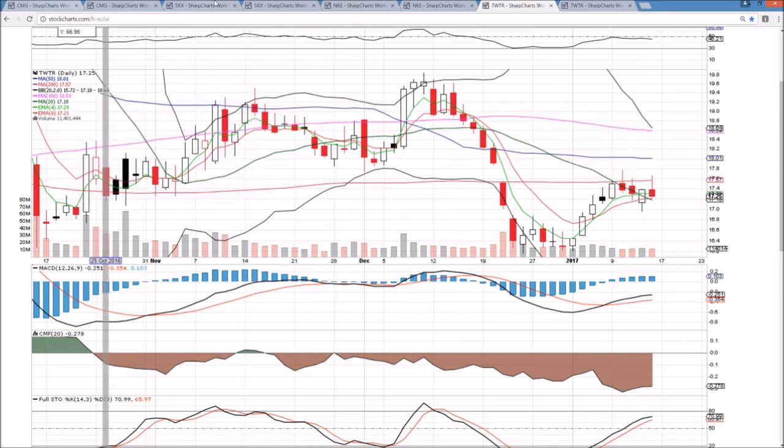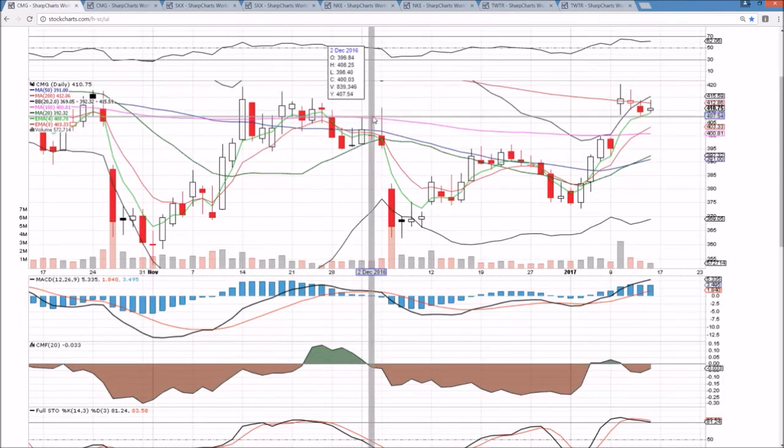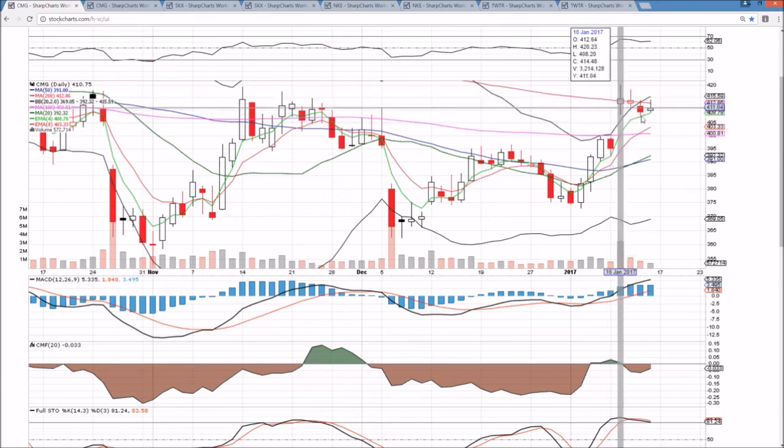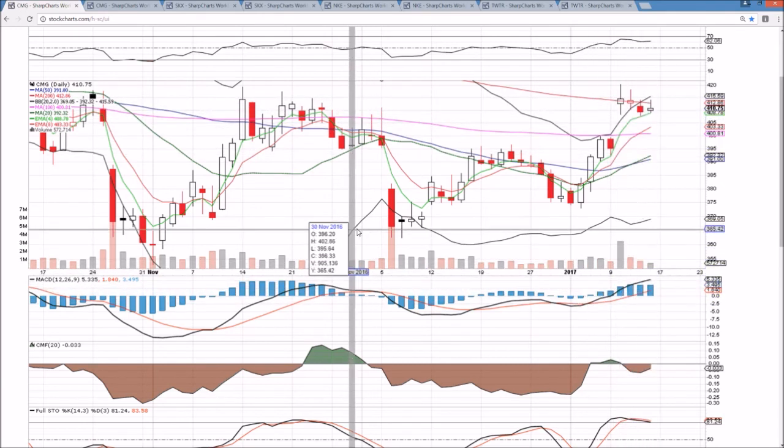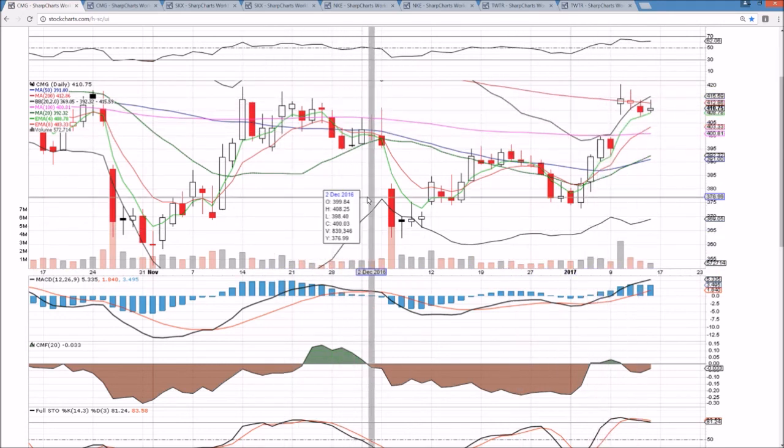I appreciate you watching. We're going to keep a close eye on a lot of these names. CMG has had some nice trading action before things started tightening up the past 2 days. You can see the volume dropping off, but we're expecting a break in that tightening range this coming week.